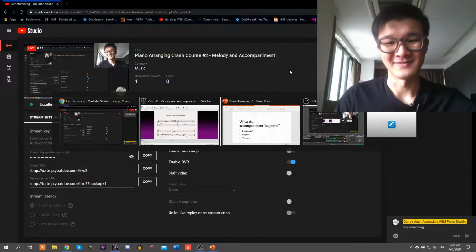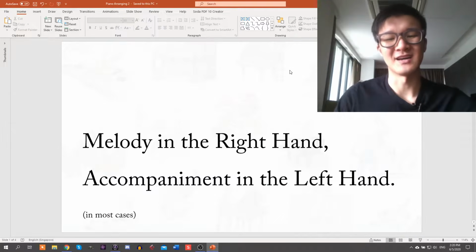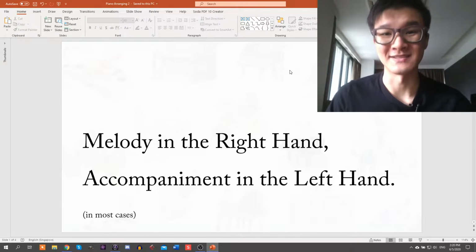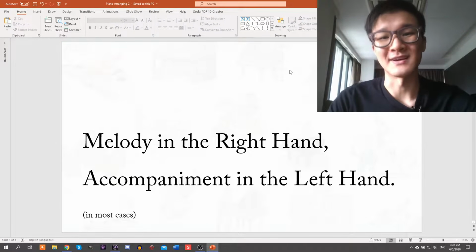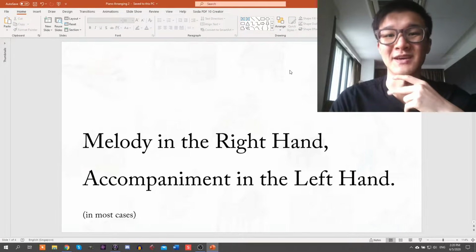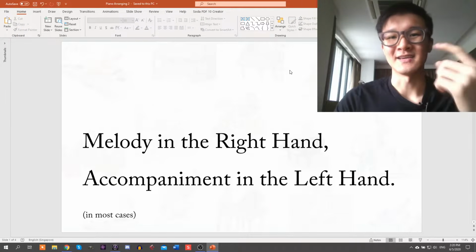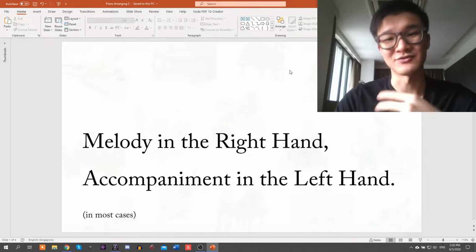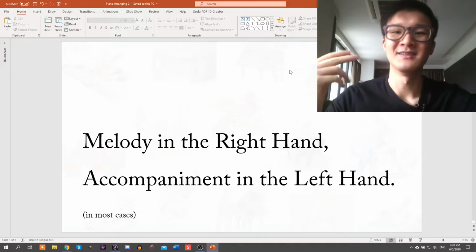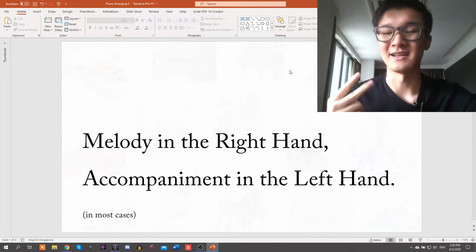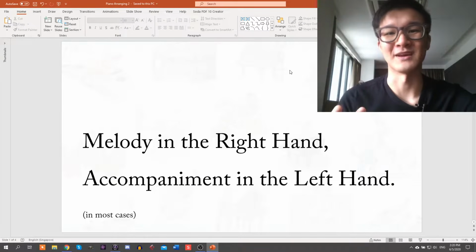But important stuff. Let's talk a little bit about melody and accompaniment, and that's going to be the focus of this video. In the last video, I teased two features of the piano and two aspects of its nature: the fact that it was both a percussion and a string instrument, and now the fact that you can play both the melody and the accompaniment at exactly the same time on the piano.